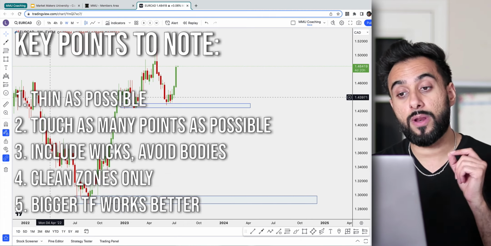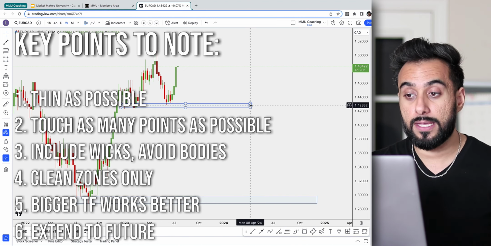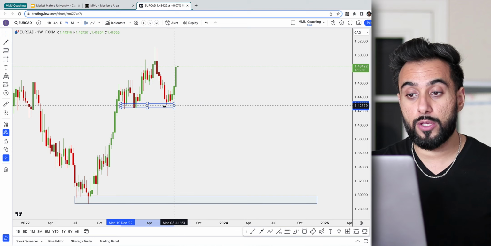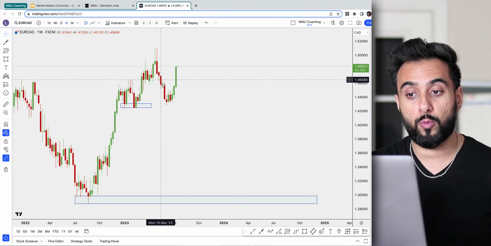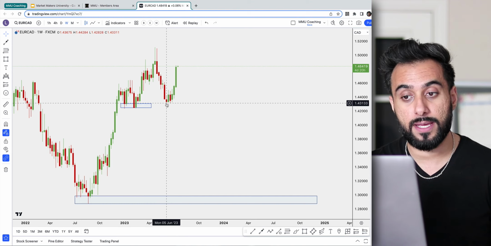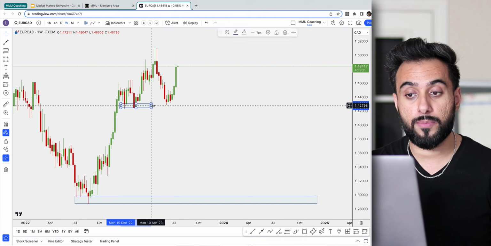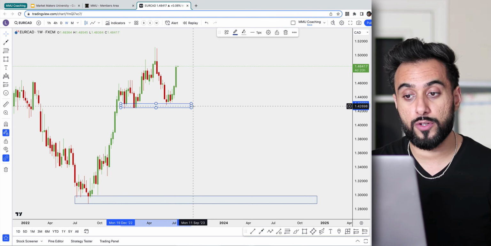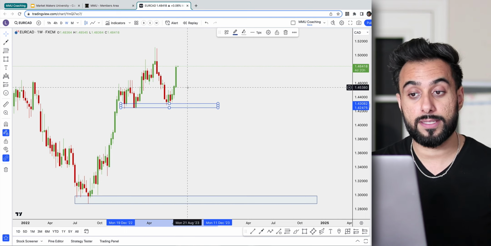And the last key point I want to make is, whenever you draw these, always make sure you extend them into the future. This zone is absolutely useless if you draw it just like this, because this could have been your reference point to enter a buy, but the fact that you ended it over here, you might not have even noticed that the price was approaching it. So you want to extend it to the future because this is going to be our reference point whenever the price does reach that area sometime in the future.